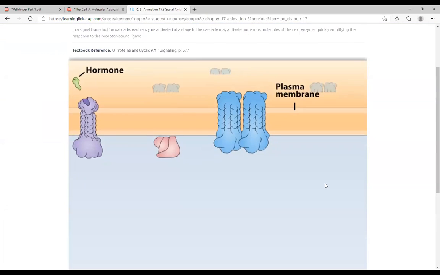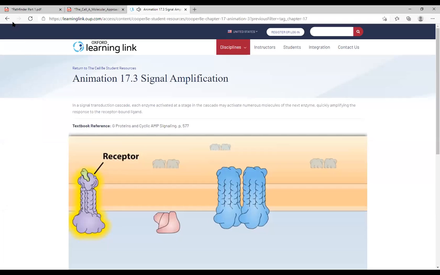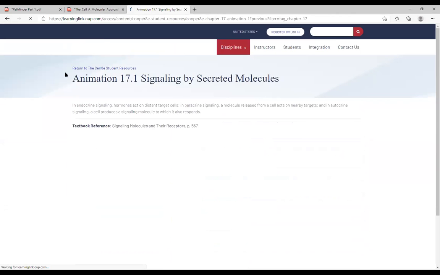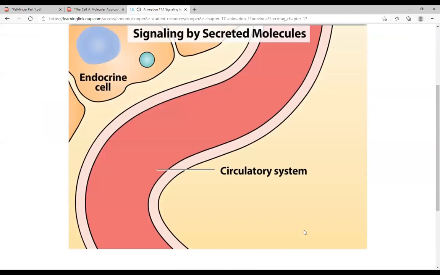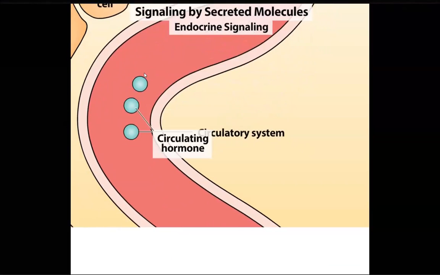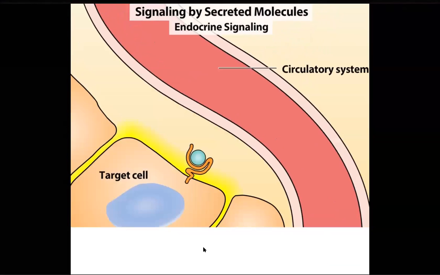A chain of reactions occurs in a liver cell when the hormone epinephrine binds to an epinephrine receptor on the cell surface. Sorry, we are going to talk about the secreted molecules first. There are three general categories of signaling by secreted molecules, each based on the distance the signal travels. In endocrine signaling, hormones are secreted by endocrine cells and carried through the circulation to act on target cells at distant body sites. Only target cells with specific receptors react to the hormone.